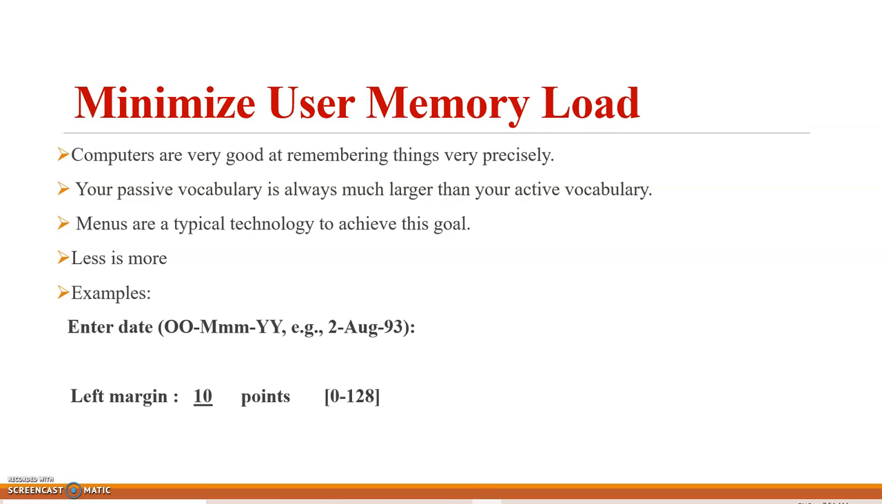Second one, left margin. Here I've taken the second example. Suppose I want the left margin to be in a specified range from 0 to 128. Then that range should be specified there itself. Here I'm showing you that the user has entered 10. So that means he has entered the correct data.